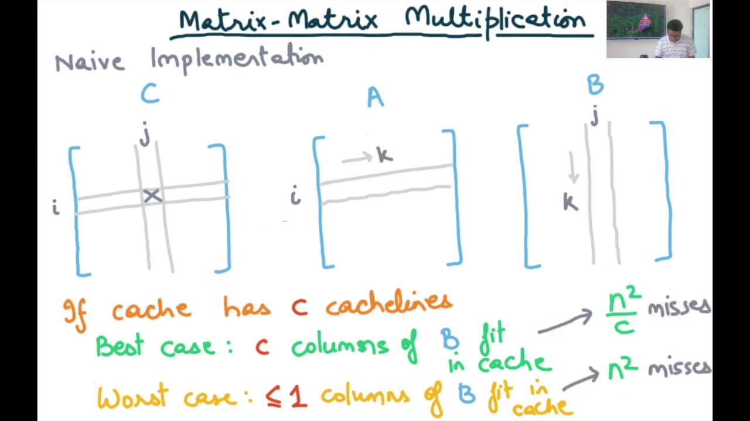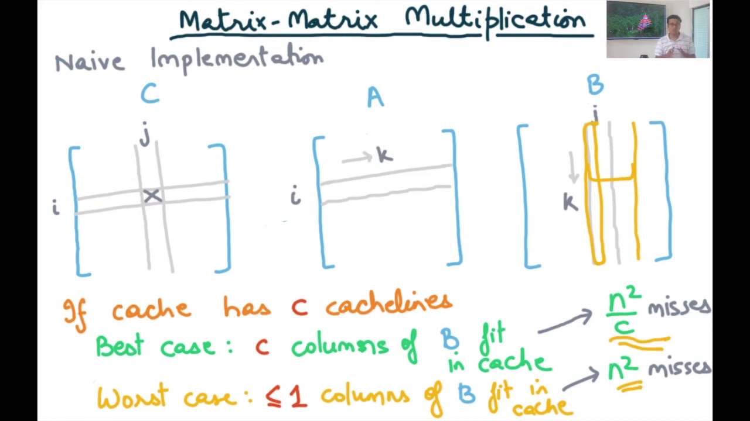So in the best case, I can expect n square by C misses, because every time I go through a column, I only need to fetch the first element of a C-sized area. For example, this is size C. Of this, I need to only fetch the first one, and all the others are going to be available. And so because of that, I'll have n square by C misses in the best case, and n square misses in the worst case, as we discussed earlier. In the worst case, I'll have order n square misses. In the best case, I'll have n square by C misses.